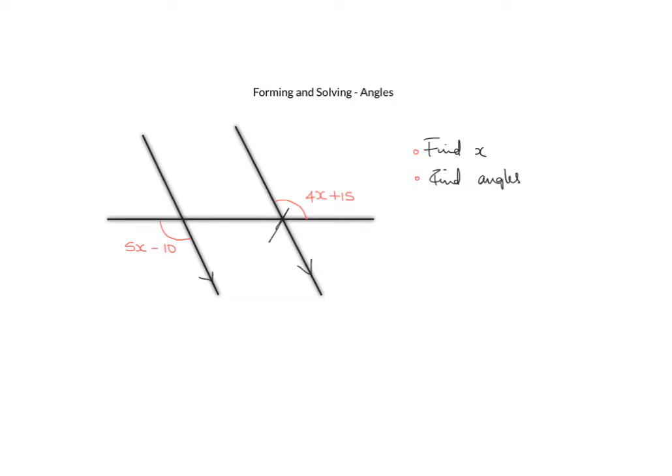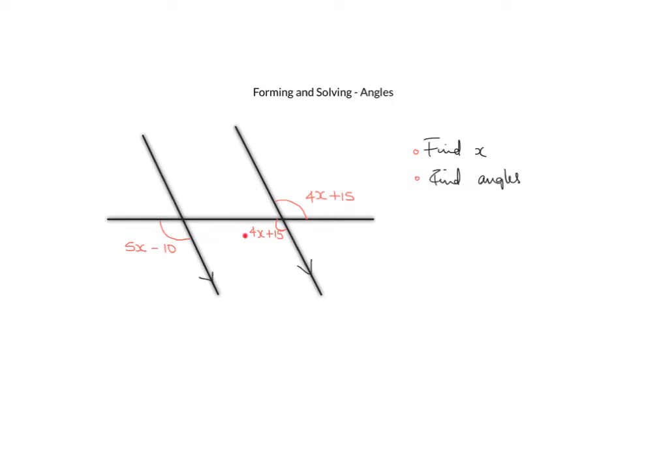And that little black line I've just drawn tells me that this angle and that angle are the same. They are the same because they are vertically opposite angles. So since they're the same, I can write that this angle here is 4x plus 15 as well. Okay, so these two angles are the same because they're vertically opposite.